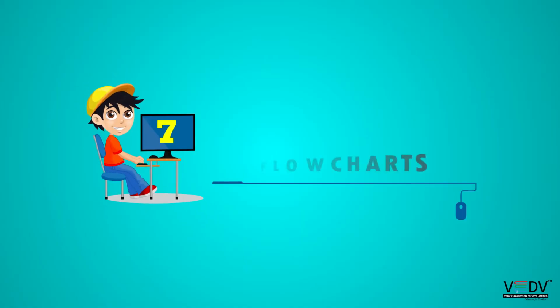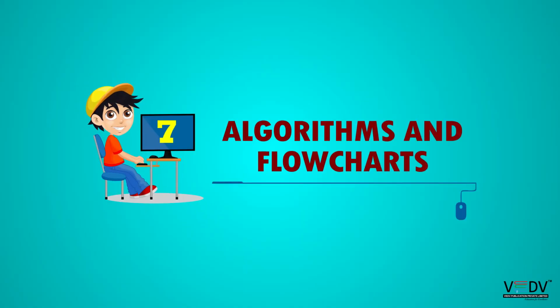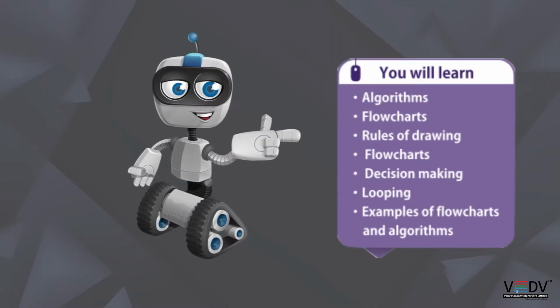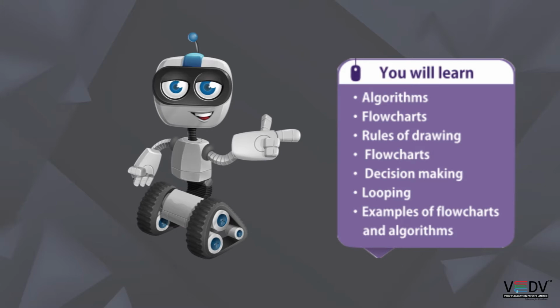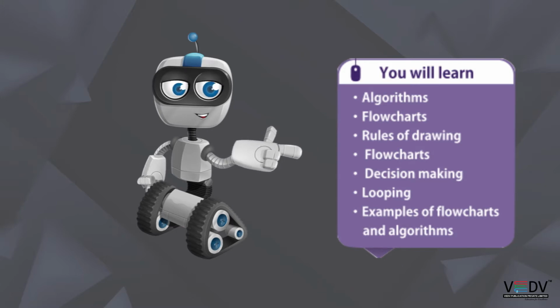Chapter 7, Algorithms and Flowcharts. You will learn algorithms, flowcharts, rules of drawing flowcharts, decision making, looping, examples of flowcharts and algorithms.